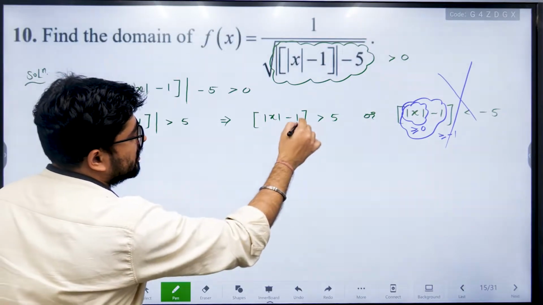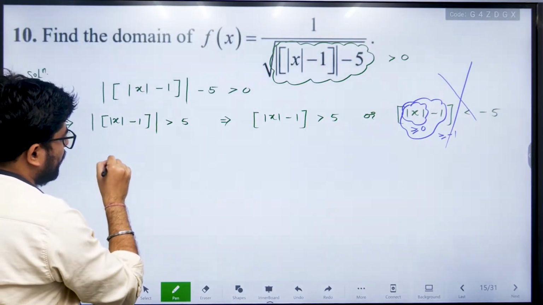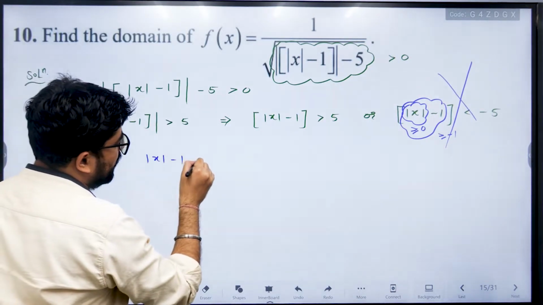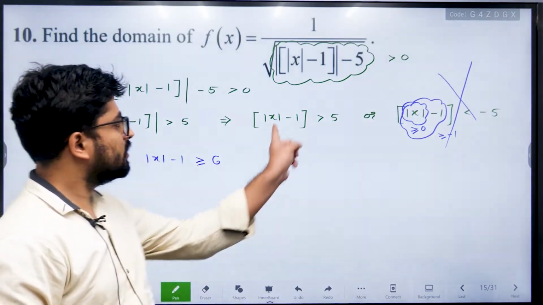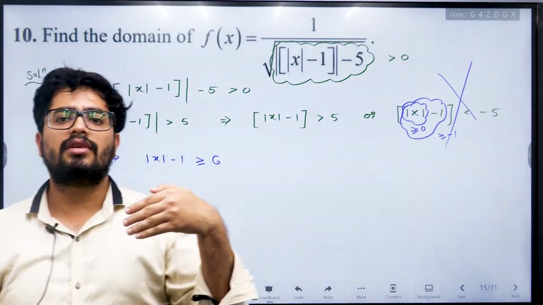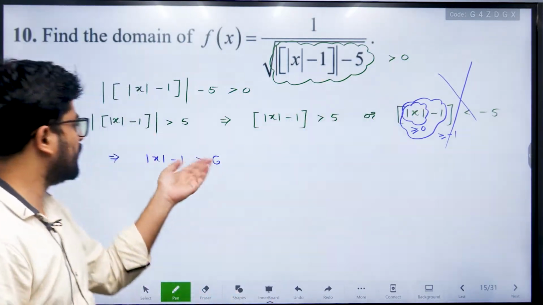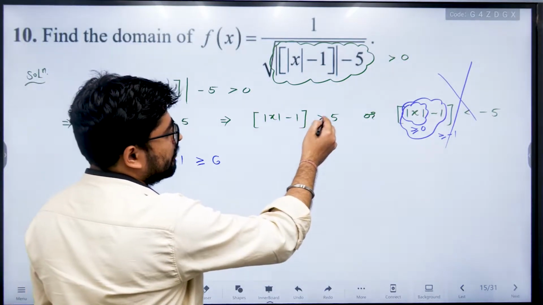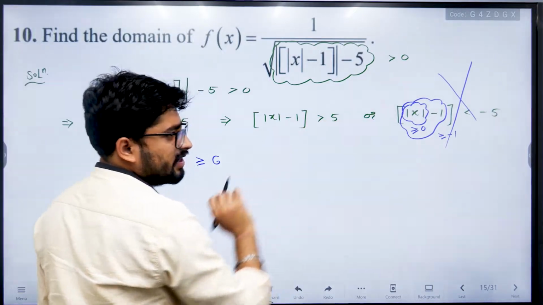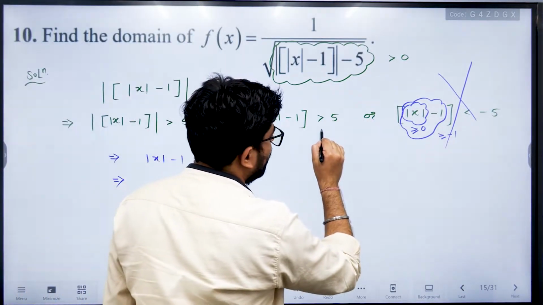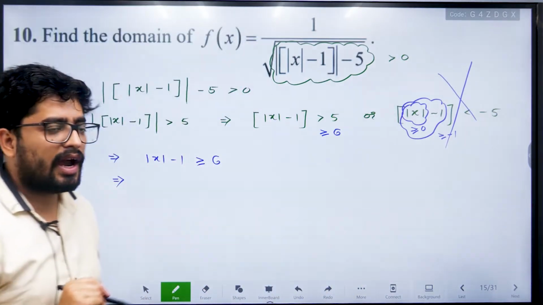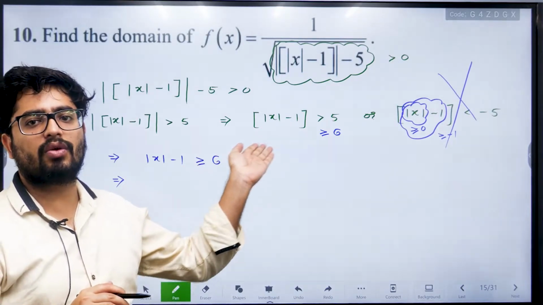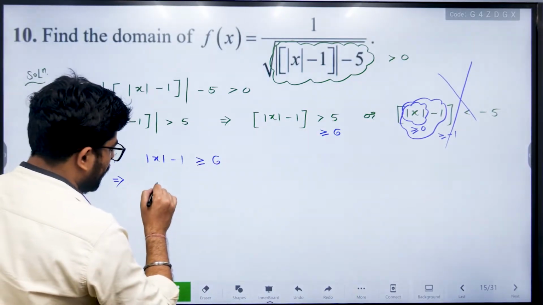If this thing is not possible, we have this option: greatest integer of mod x minus 1 greater than 5. So from here we can say mod x minus 1 is greater than or equal to 6. That greatest integer is greater than 5, so it means it can take 6, 7, 8 and so on. Greatest integer of something is greater than 5, so it means that value must be greater than or equal to 6. The least value of your greatest integer is 6 whenever that is greater than or equal to 6.